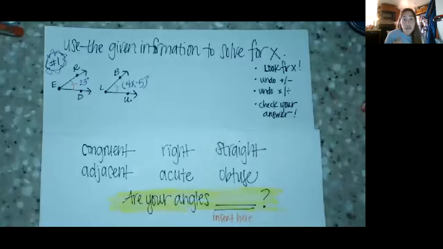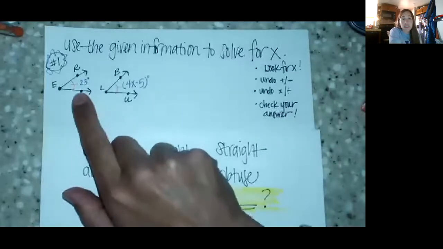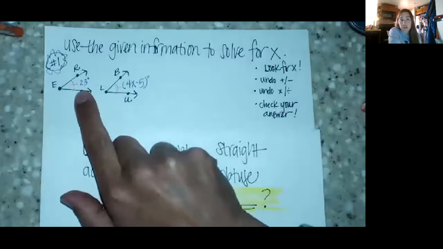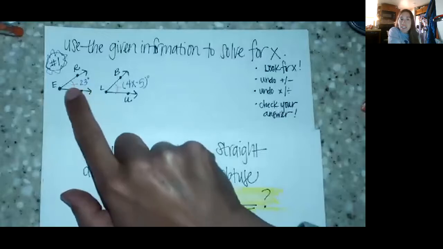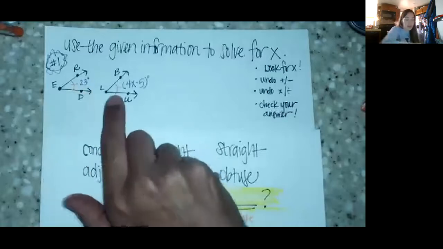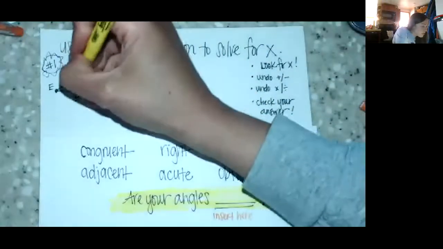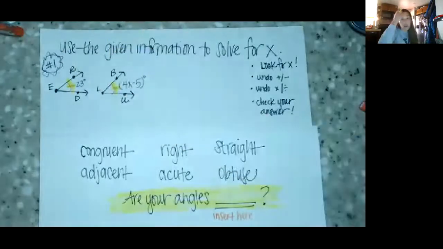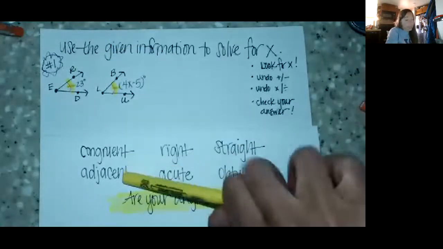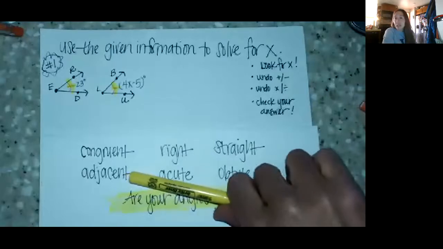But I wanted to let you know that angle RED shows that it's acute. I can see that it's acute because it's less than 90 degrees but greater than 0. It's 23 degrees. But do you notice how this angle and this angle have that marking to show something extremely special, that these two angles are congruent? Unfortunately, they're not adjacent because they are not right next to each other.